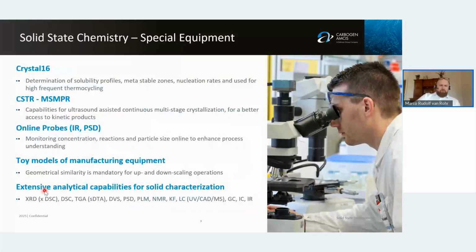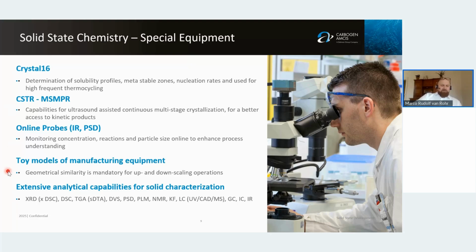For this work, we have a couple of special equipment. This list is not finished, but just to give you an idea, so for sure we have the Crystal16 for all the solubility profiles, and then, for example, also for high frequent thermal cycling, as we use it for salt screens or form conversion screening. We also do continuous crystallization, ultrasound assisted in a multi-stage crystallizer, so-called CSTR technology, which allows us to access kinetic product. We use PAT, standard now in the industry.